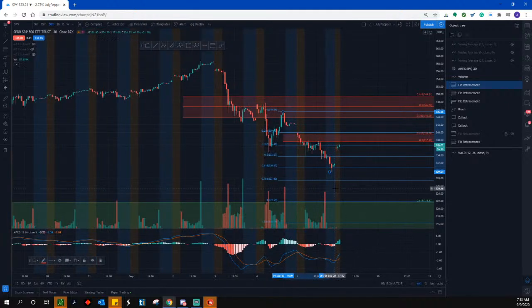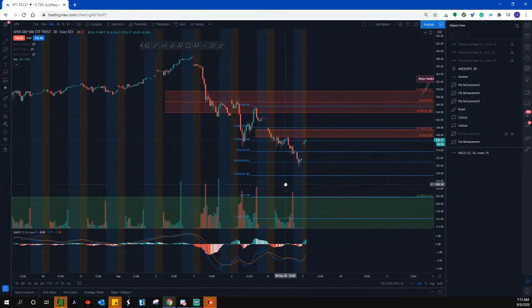So I started from the top. I went to the bottom. I started from the high, as we're talking about this move down, I started from the top, the high, and went to the bottom. And it tells me that the 5 and the 618 retracement levels is here. So this is resistance based on this prior swing. So that's what I just did.